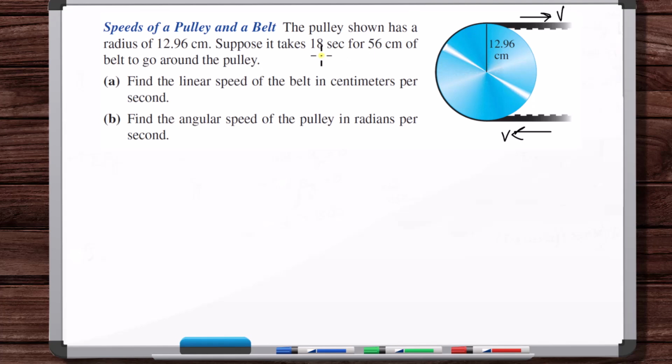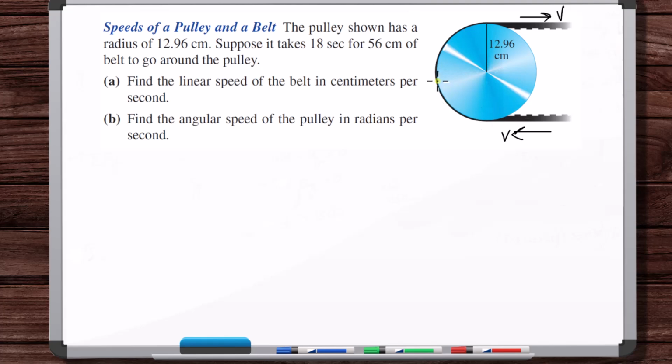Potentially, yes, but you have to be careful and analyze what they're saying to make sure that it's translating into what you expect it to be. Let's read this carefully. It takes 18 seconds for 56 centimeters of belt to go around the pulley. That's like the outer edge of the circle here. We're assuming the belt is not slipping, and with the teeth here, it's not slipping. So for every tiny distance the outer edge of the pulley moves, the belt moves with it.